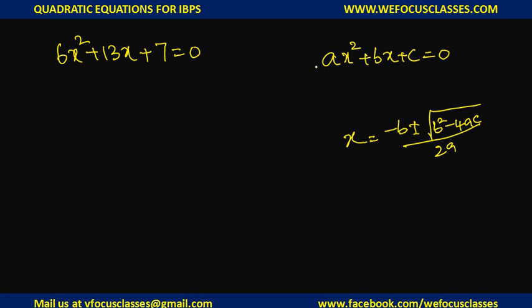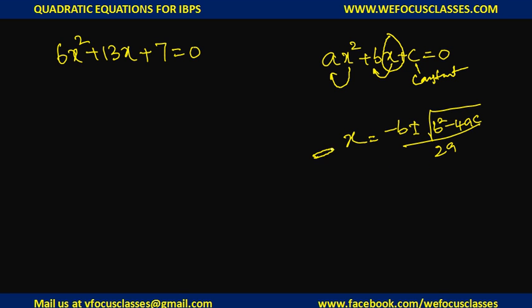First, we see this is a quadratic equation. Its form is given as ax square plus bx plus c. Here a is the x square coefficient, b is the x coefficient, and c is the constant. In this equation, solving the equation means finding the value of x, friends. How do you find the value of x? By using the formula. What is the formula? x equals minus b plus or minus square root of b square minus 4ac, by 2a.